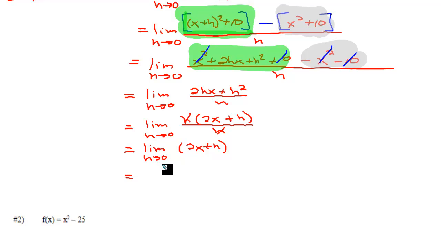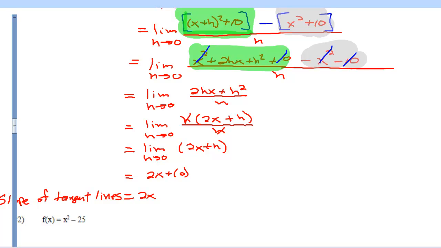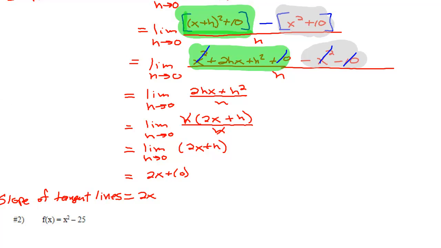At this point, we can evaluate the limit because we are no longer dividing by h. In essence, we were dividing by 0 this whole time. So now we can put 0 in for any of our h's and simplify it, and you get 2x. So in conclusion, the slope of the tangent lines is 2x. Just real quick, I'll tell you what that means.